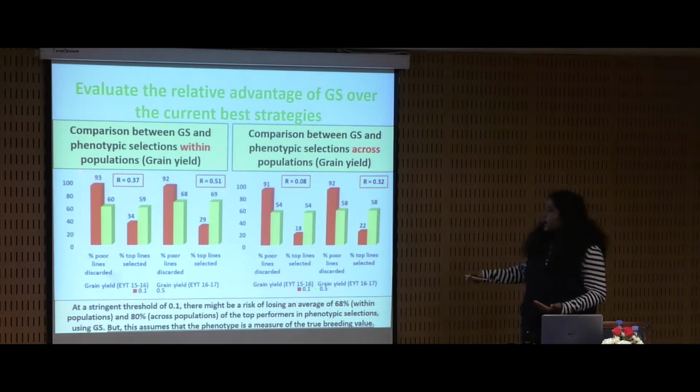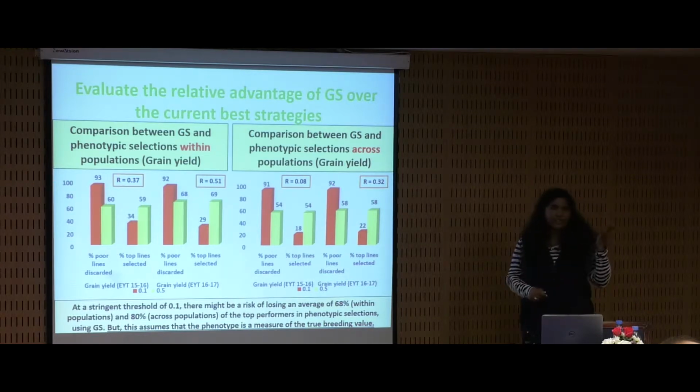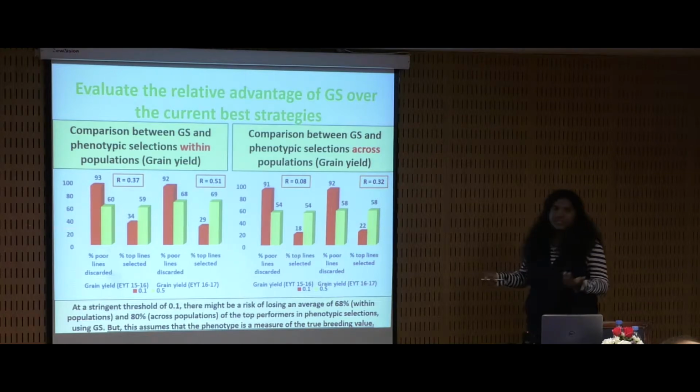If you look at a selection intensity of 0.1, this is the percent of lines discarded, and this is the percent of top lines selected, this is for one nursery and this is for the other nursery, and both are just within populations or based on cross-validations. You will be able to select the top 30% of the lines, and discard 90% of the lines at a selection intensity of 0.1. If you want a fairer comparison, I've again used a selection intensity of 0.5, where you can select an equal number of lines and discard an equal number of lines, so you can compare how many lines you can select or discard.